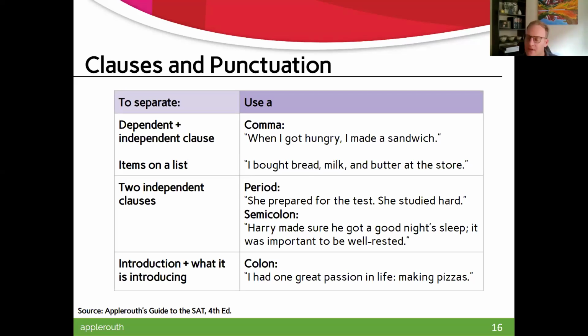And then finally, the colon, 2 dots. People aren't very confident with it. The test writers know this, which is why it's often a correct answer. A colon is an introduction. Think of it as a drum roll.